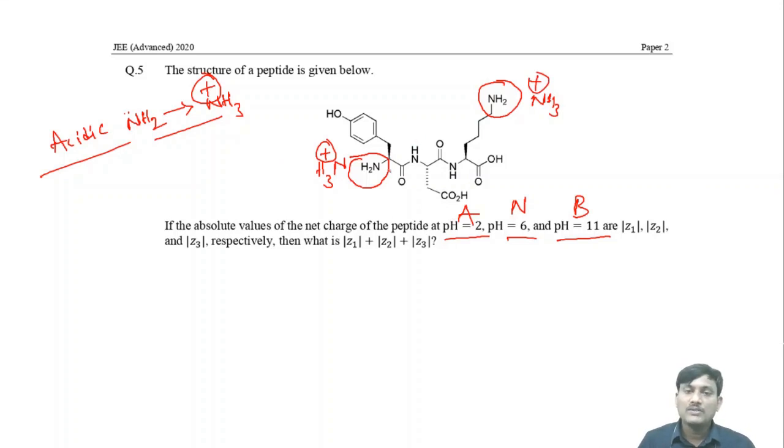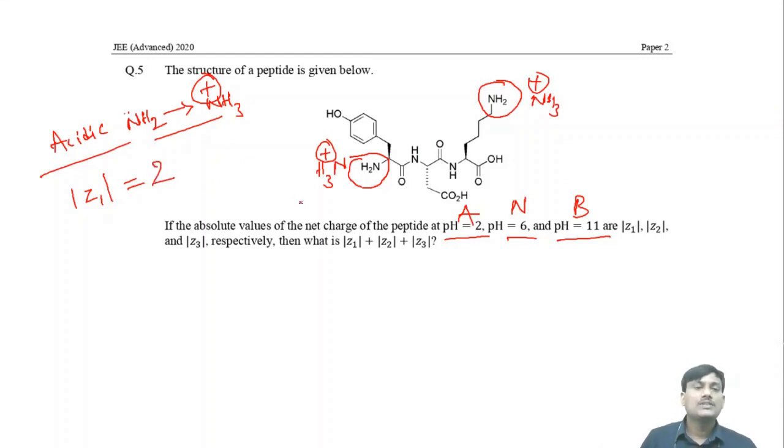Actually, these amide bonds, if you take CONH, here also CONH, here nitrogen will not be protonated. Only amine groups will be protonated. So what is the absolute value of G1? What is the absolute value of the sum of charges? Here +1 and +1, it will be 2.